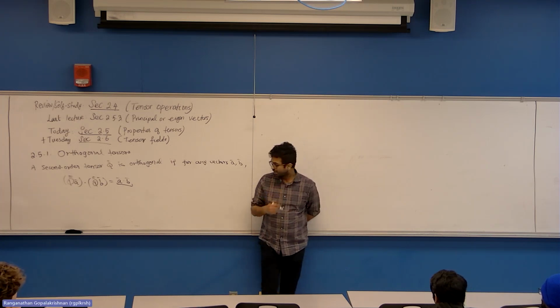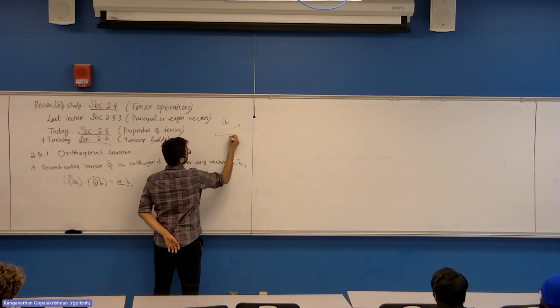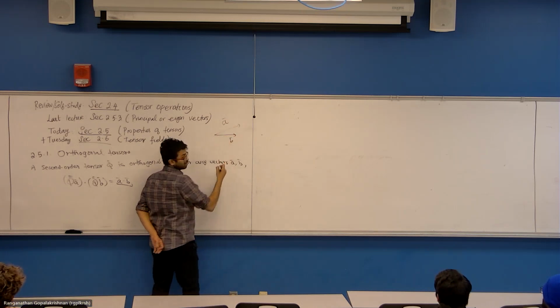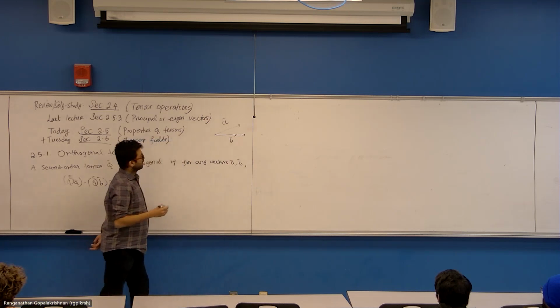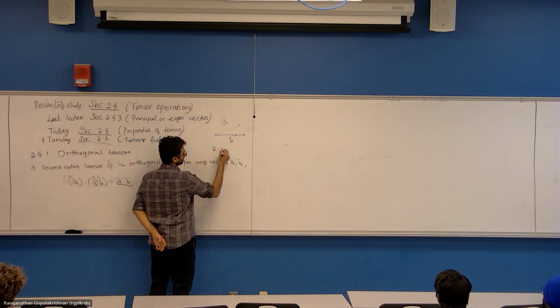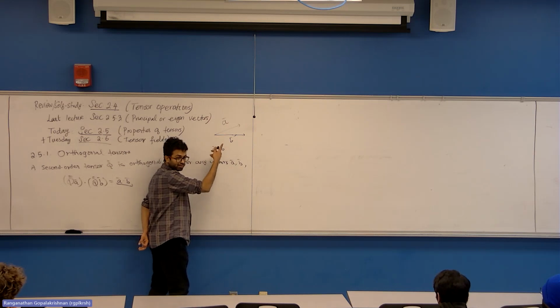If they're orthogonal. So if you have a vector A and you have another vector B, geometrically, what is A dot B? A dot B is the component of A along B, or the other way, right?